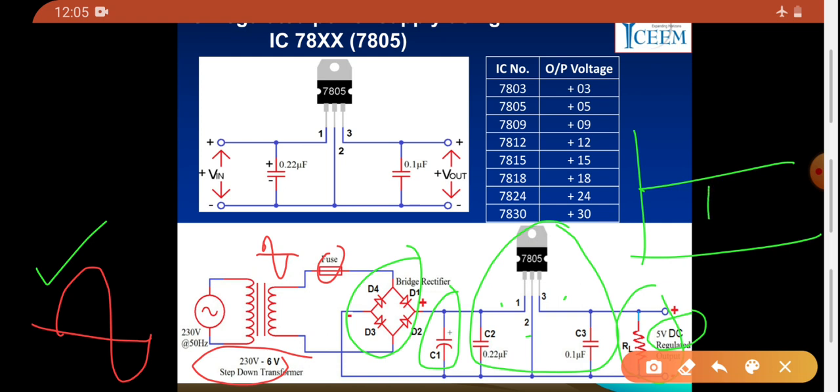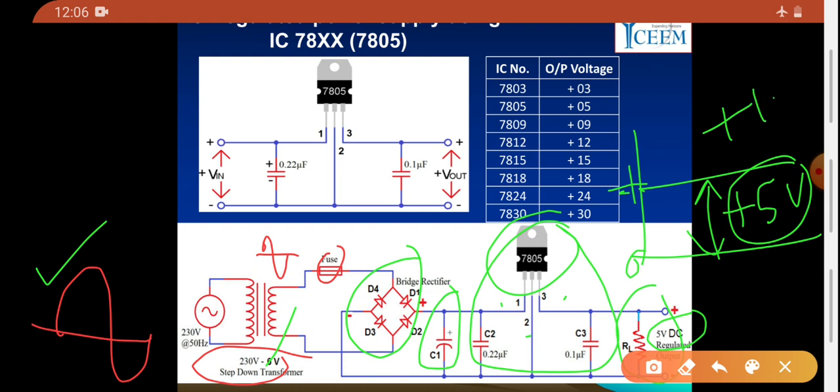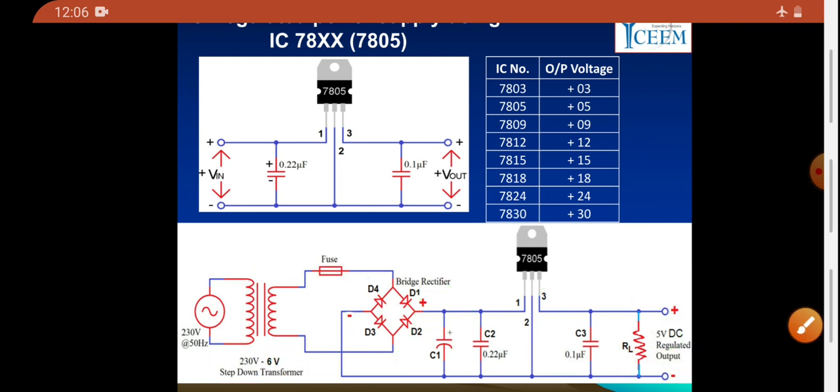So the amplitude of this voltage will be plus 5 volt above the ground. This is the positive 5 volt output. If it is 7812, then what will be the value of the transformer? It will be a 12 volt step down transformer, 230 to 12 volt, and the IC will be 7812, and instead of plus 5 volt, you will get plus 12 volt output. Rest of the component values will be the same. So this is the positive fixed output voltage regulator, a 3 terminal voltage regulator.